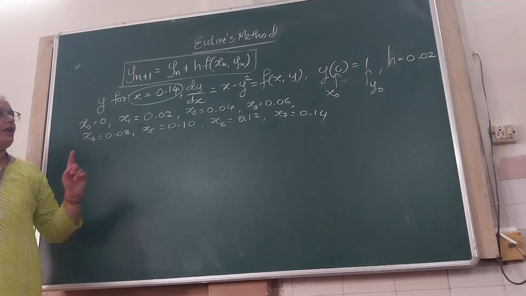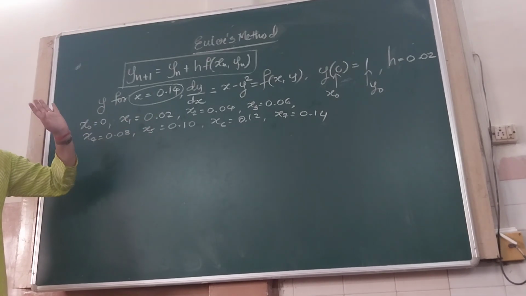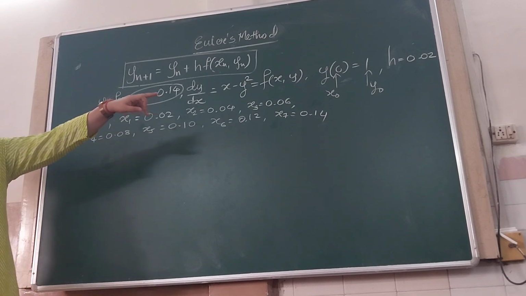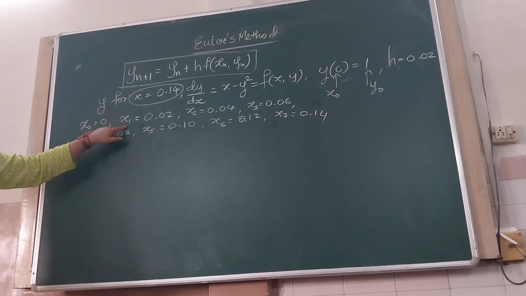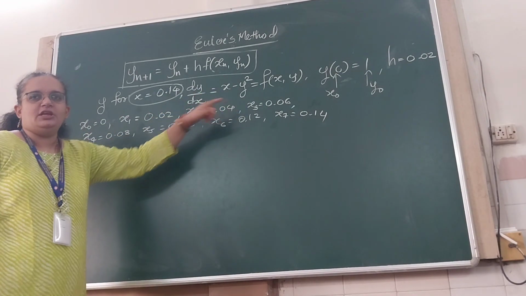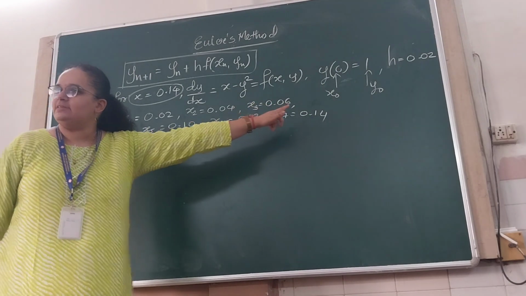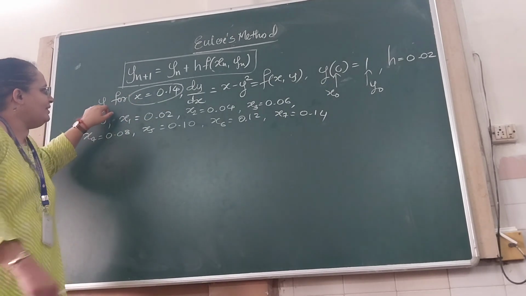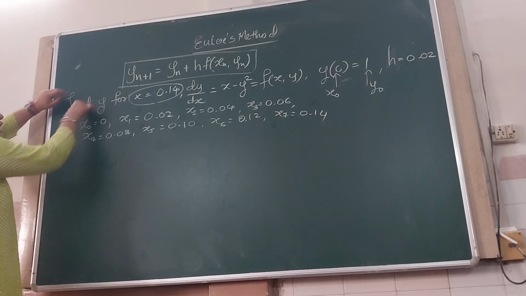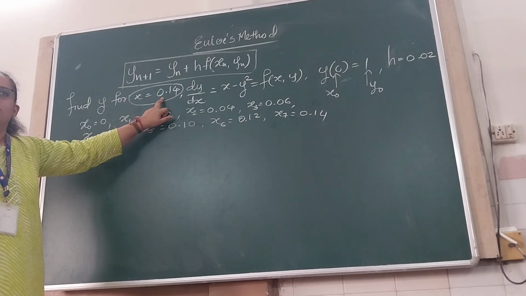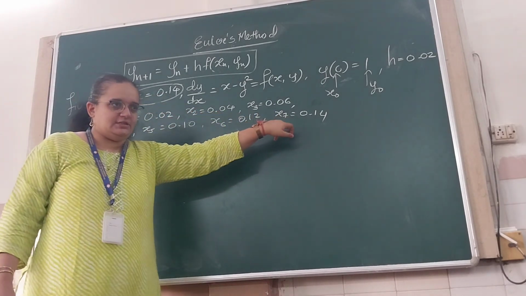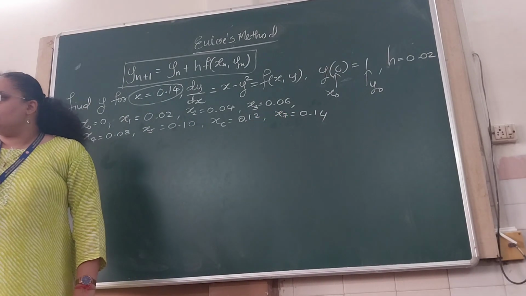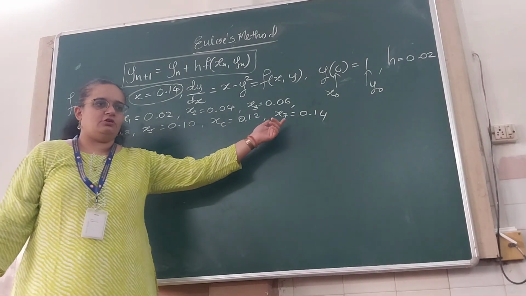And you have to find the y value for each x now. That means x0 is already given, y0 also you have. But you have to find out y1, y2, y3, y4, y5, y6, y7, and that will be your final answer, y7. Why? Because in the question they have asked to calculate y for x equals 0.14. So they need the answer for x7, and you want to find the y value for x7, that is y7.